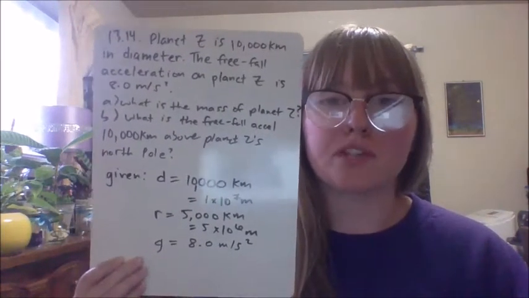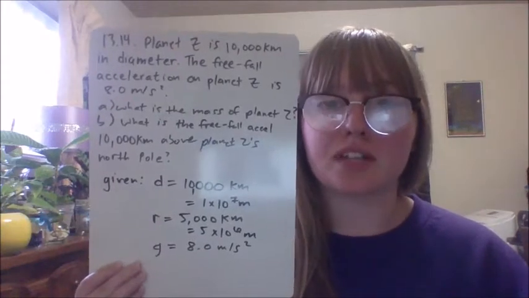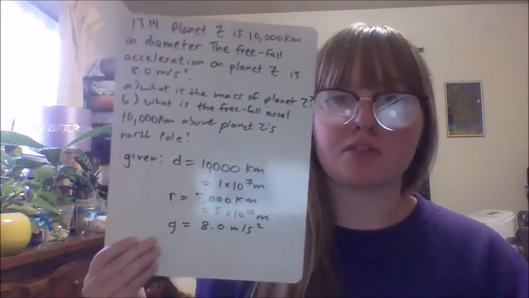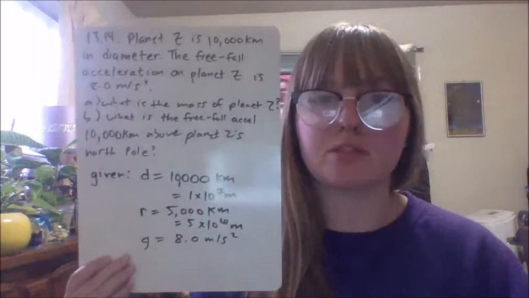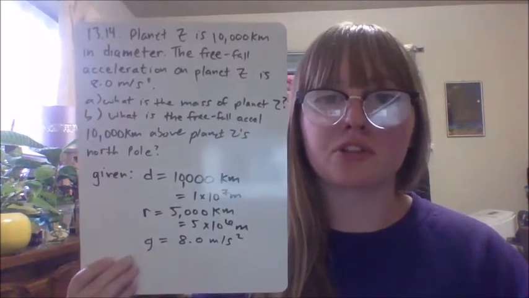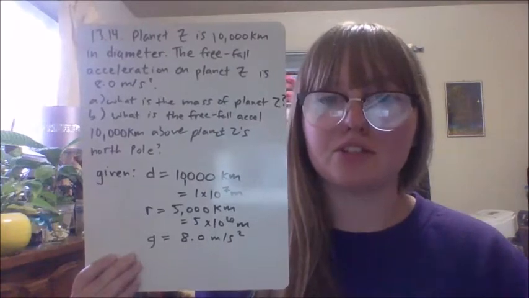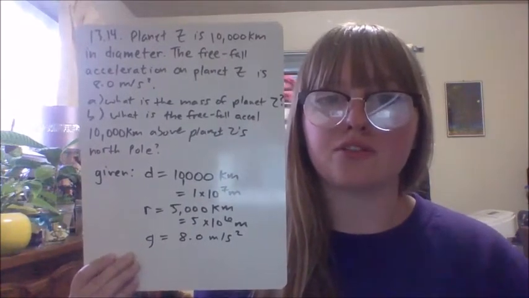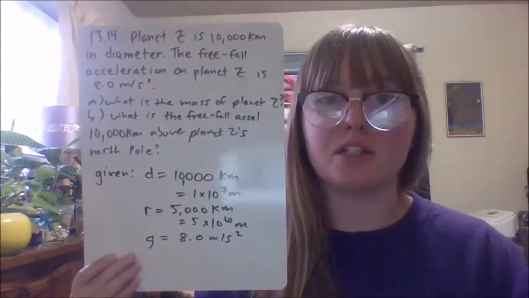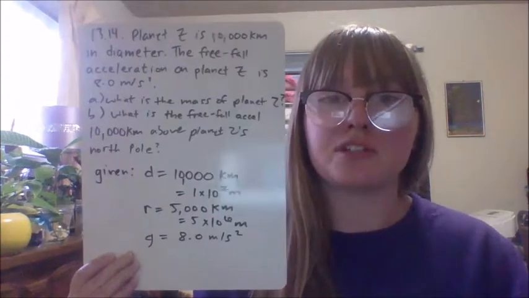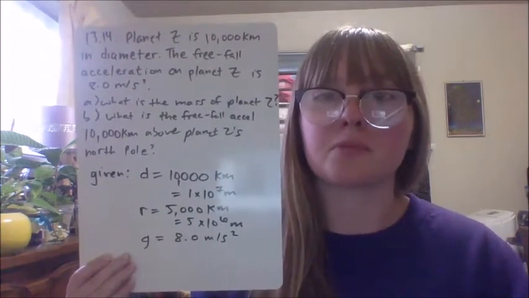So we're given that the diameter is 10,000 kilometers, which we can convert to 1 times 10 to the 7th meters. And we also know that the radius is 5,000 kilometers, since 10,000 divided by 2. So we can change that to 5 times 10 to the 6th meters. And then we also know that g is equal to 8 meters per second squared.